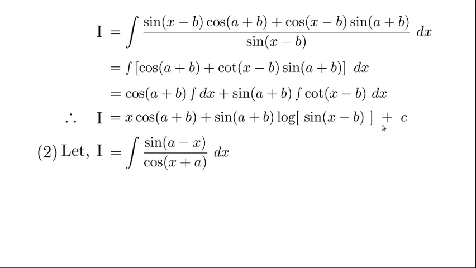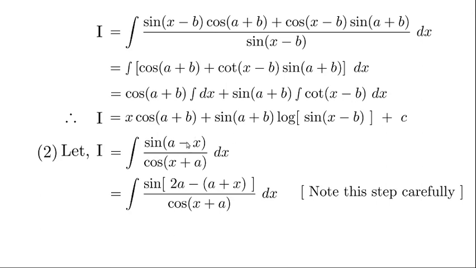So in the second problem what we have is sin(a − x) upon cos(x + a) dx. Note this step very carefully. What is done is here I have added and subtracted a, and rearranged in this way so that when you open the bracket you will get back this. And we can use another method, that is you can take the minus sign out here, and it becomes sin of minus theta, and sin of minus theta is minus sin theta, the minus sign can be put here, and solve according to the previous problem rule.